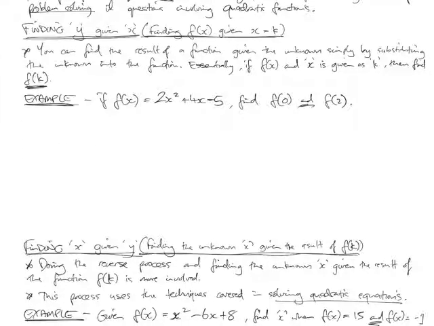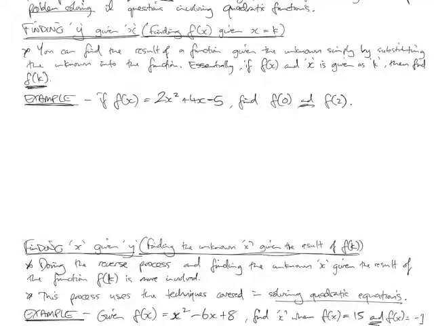Finding y given x. So in function notation, we would be saying find f(x) given that x is a known number k. You can find the result of a function given the unknown by simply substituting the unknown into the function. Essentially, if you've got f(x) and you know what x is, it's given as a certain number k, then we're finding f(k).